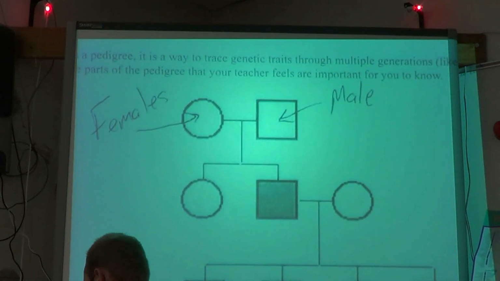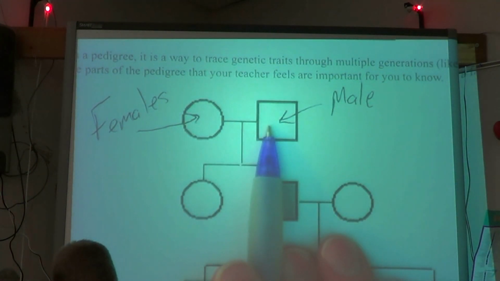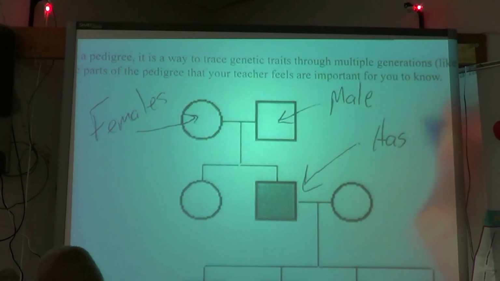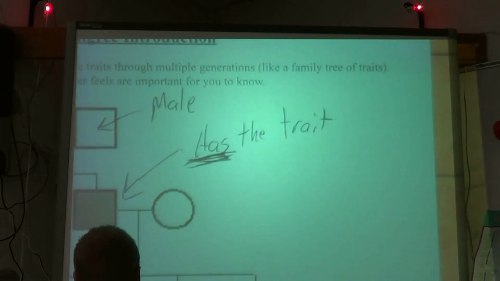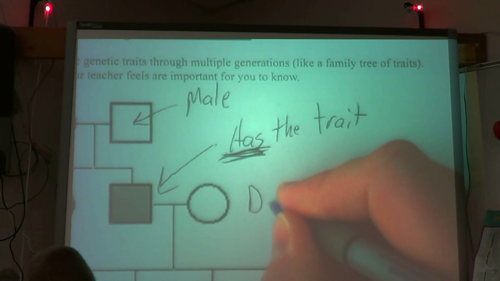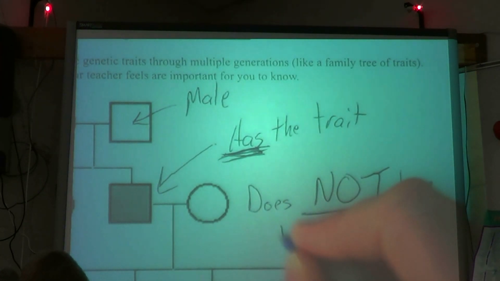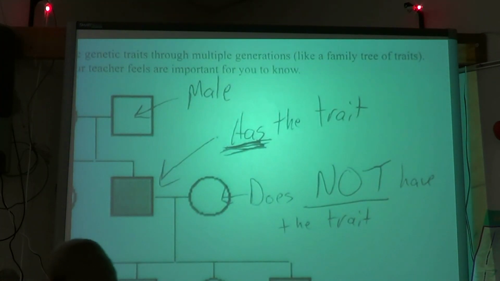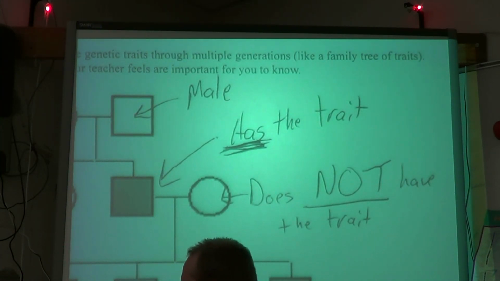It asks you to label the things that the teacher does. Female, circles; male, square. This square has the trait. That female does not have the trait. And you can say what trait? I don't care. She doesn't have the genetic trait in question that we're looking at. Shaded has it, non-shaded does not.